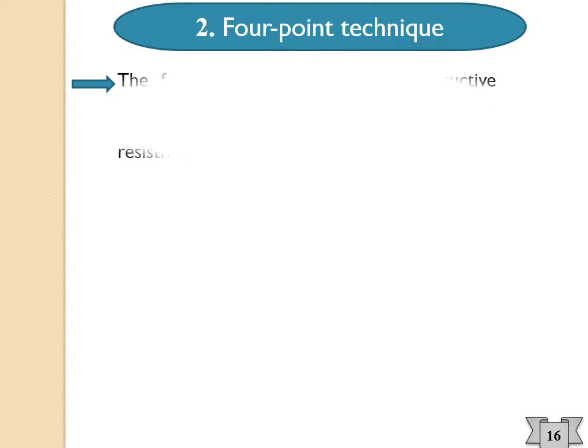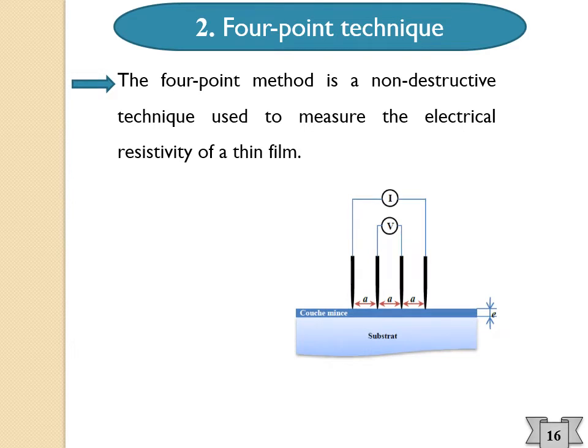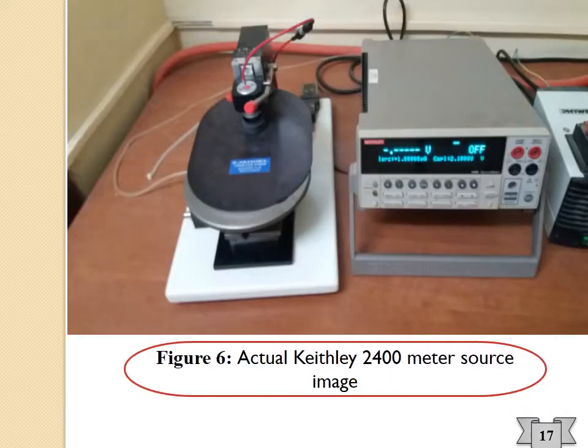Four-point technique. The four-point method is a non-destructive technique used to measure the electrical resistivity of a thin film. And this figure is a diagram of the four-point device. The next figure is the actual Keithley 2400 source meter.